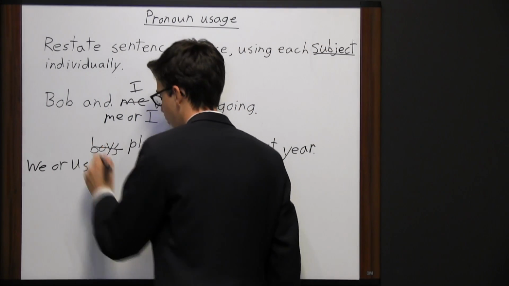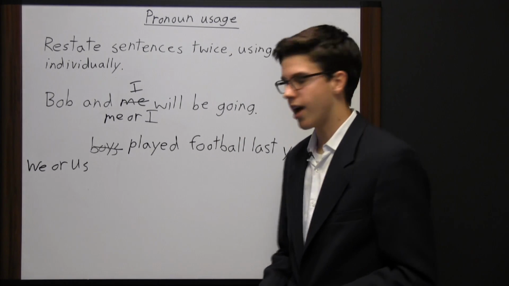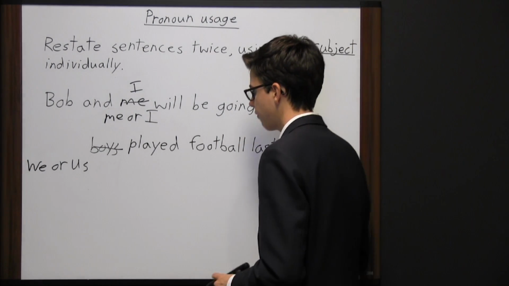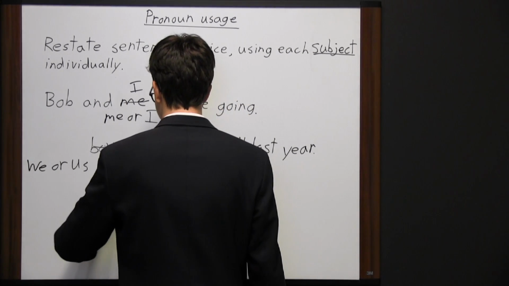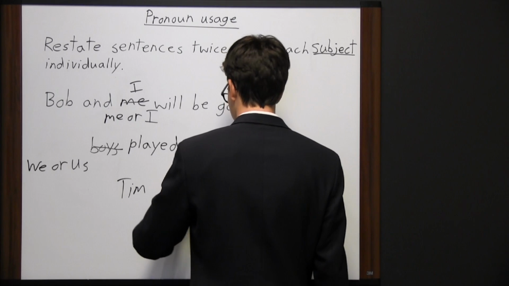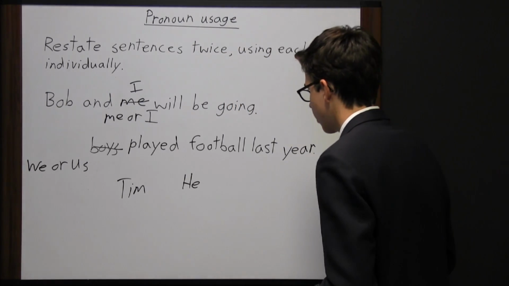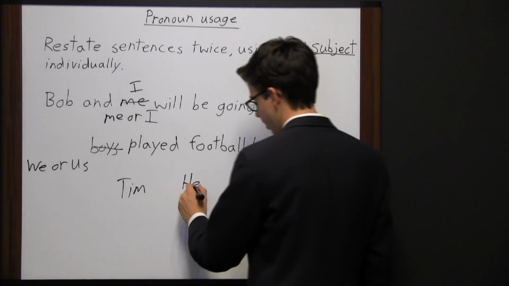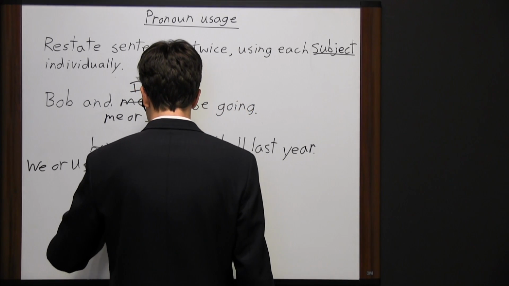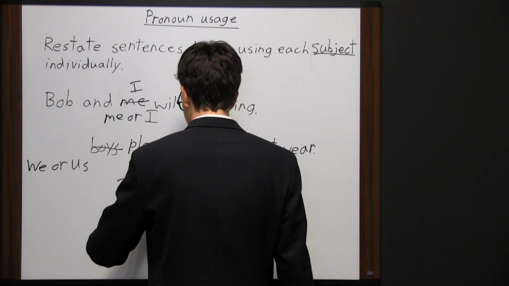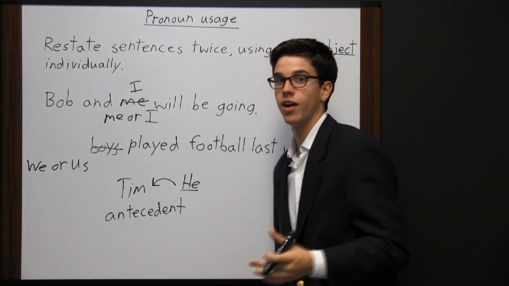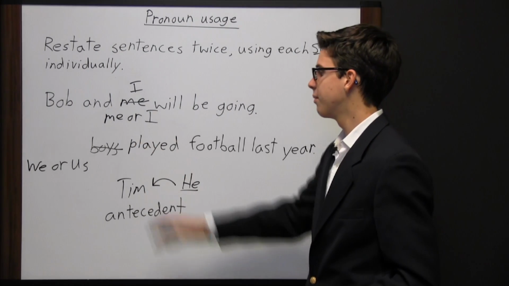In fact, we need to eliminate boys, because you never want to use a pronoun and its antecedent next to each other. Like, say, for example, we were talking about somebody named Tim. Tim would be the antecedent for the pronoun he. So say "Tim went to the store." We could instead say "he went to the store." So the pronoun he would be standing for Tim, which would be the antecedent. So here, boys is the antecedent for we or us. So we don't need to use a pronoun and its antecedent, so we just eliminate boys here.